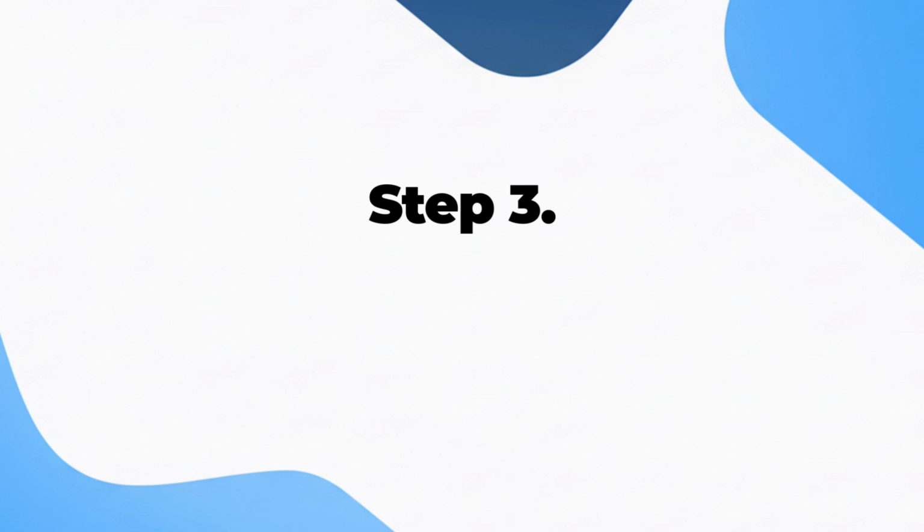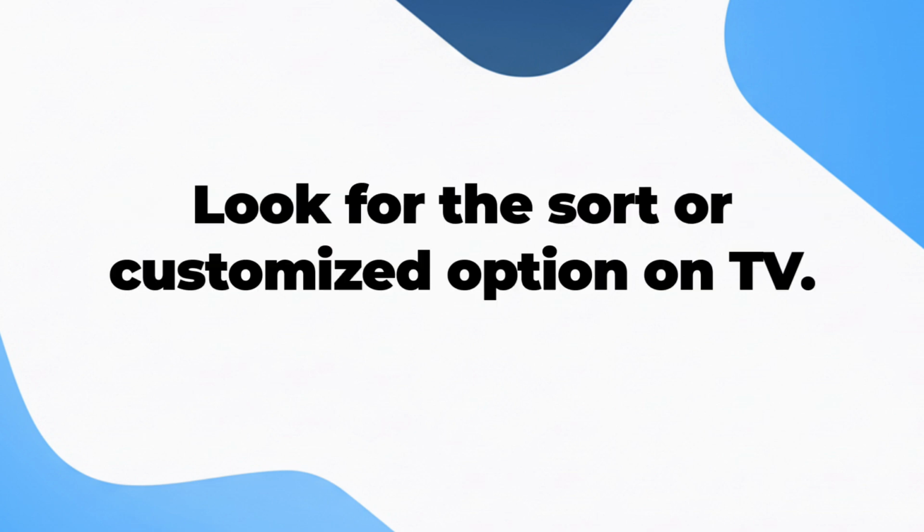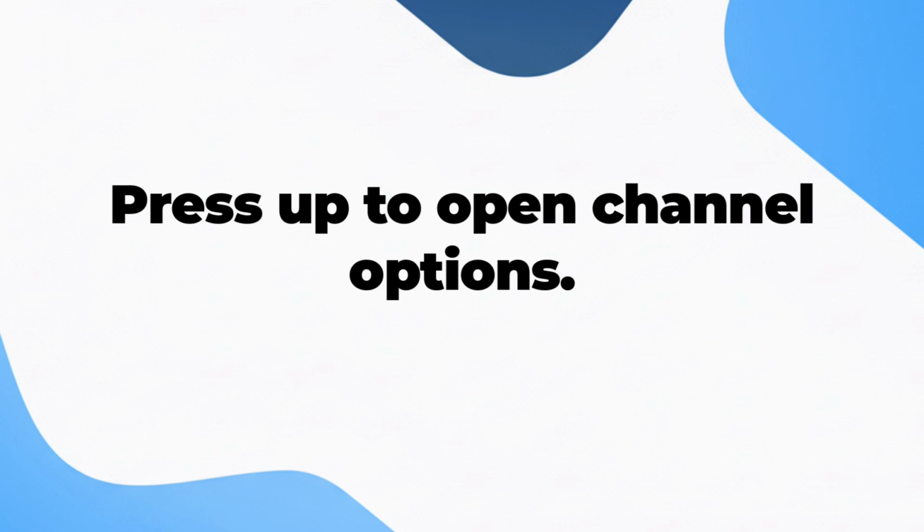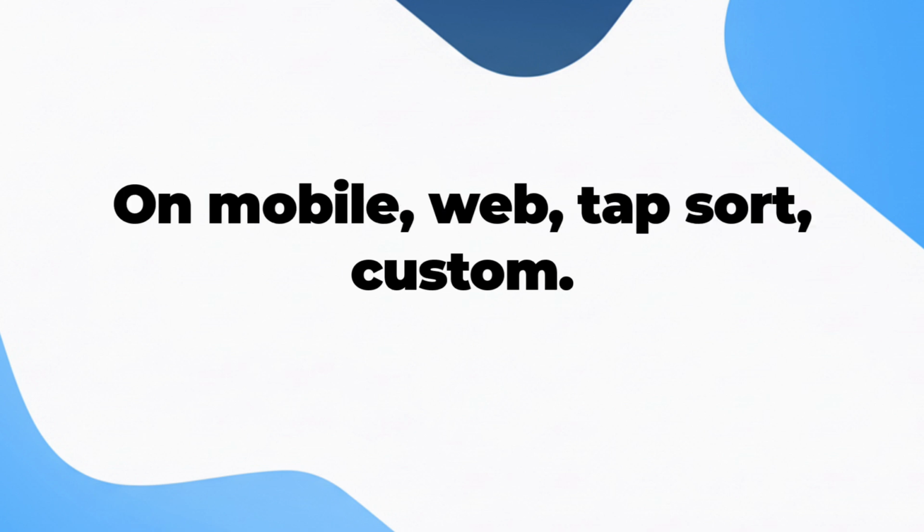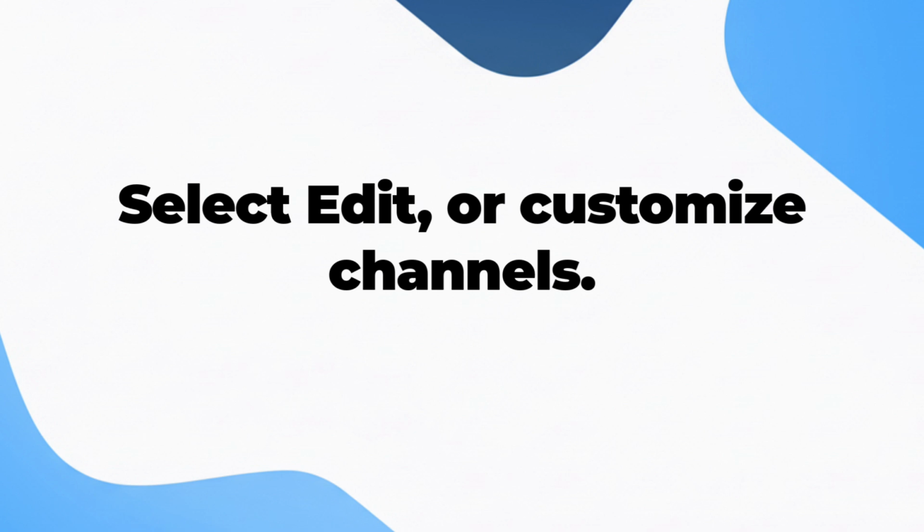Step 3. Customize your live guide. Look for the Sort or Customize option. On TV, press up to open channel options. On mobile or web, tap Sort, Custom, then select Edit or Customize Channels.